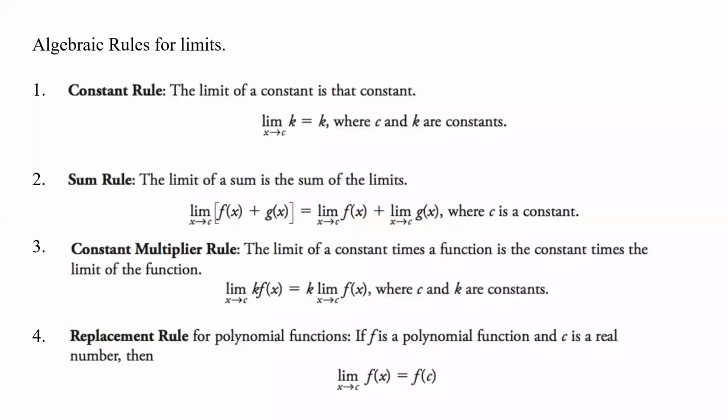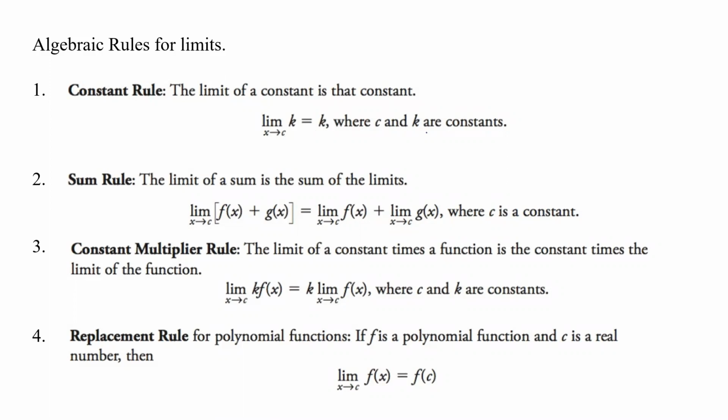All right, so here we have algebraic rules for limits. If we follow these, we can find limits fairly easily in some cases. So we have the constant rule. The limit of a constant is basically that constant. So if we have a limit of, say, 5, as x approaches c, then that's equal to 5.